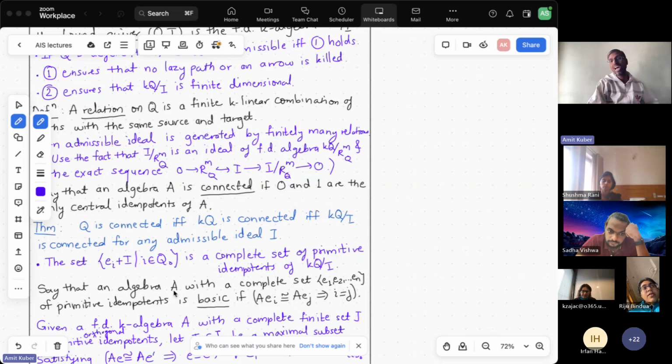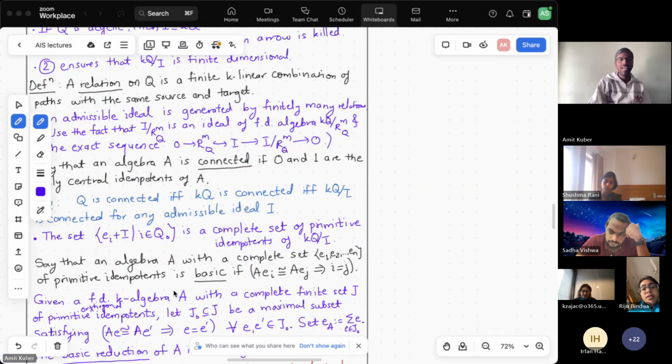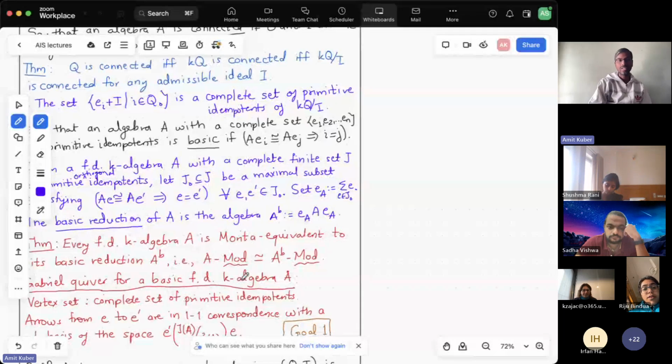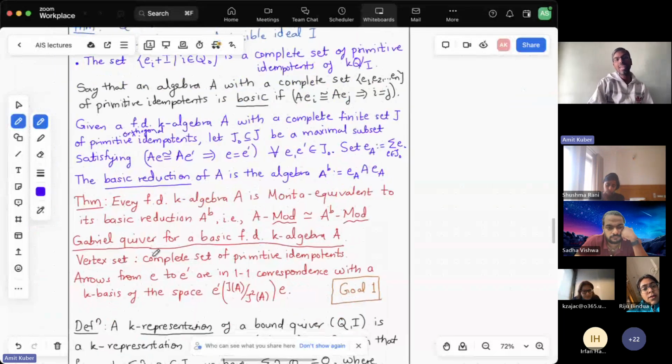But where are quivers coming into this picture? Well, here is the construction, and that will complete our search. So this is the so-called Gabriel quiver. Gabriel described this for a basic finite dimensional K algebra A. Its vertex set is the complete set of primitive orthogonal idempotents. I'm assuming that in the definition of completeness itself.